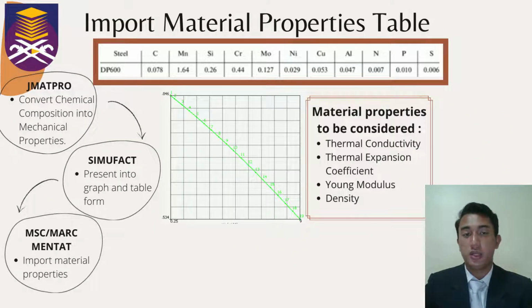Next one, under the same section, import material properties table. Starting with the GEMAT Pro software, which converts the chemical composition into mechanical properties. As you can see here in the table, this is the chemical composition of DP600, followed by SIMUFAC welding, whose function is to present the data in graph and table form. The material properties to be considered in SIMUFAC are thermal conductivity, thermal expansion coefficient, density, and Young's modulus.